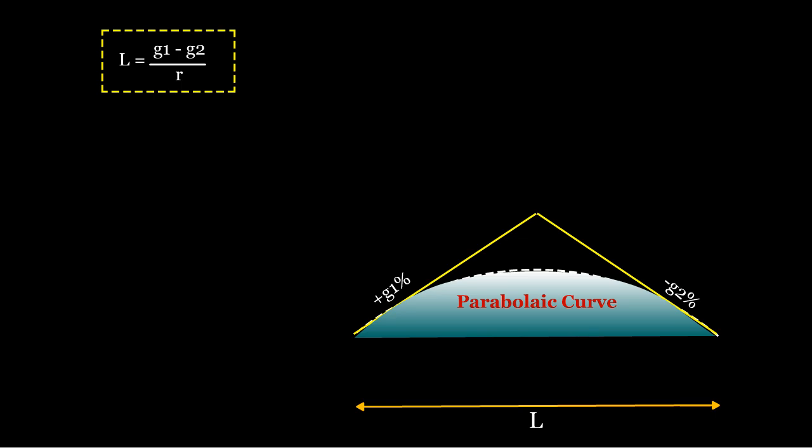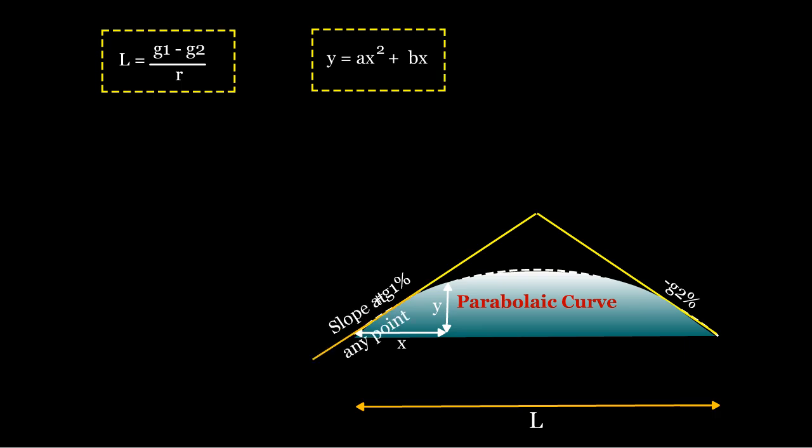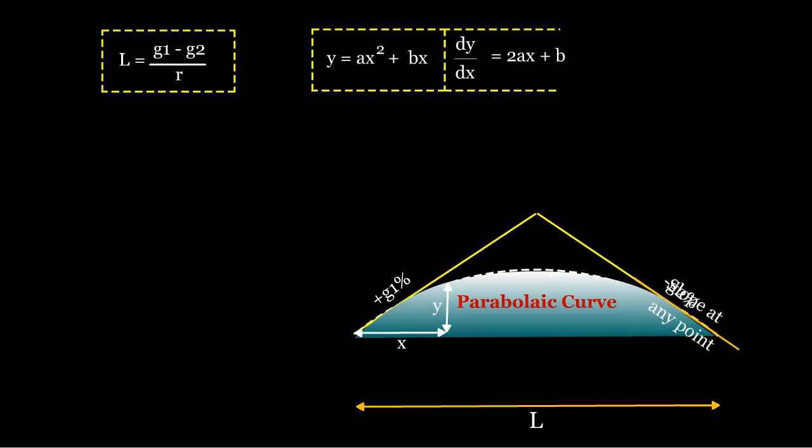Recalling from mathematics, the general equation of a parabola with a vertical axis is y equals a times x squared plus b times x. The slope of the curve at any point is given by the derivative of y with respect to x, dy/dx equals 2ax plus b. And the rate of change of grade is the second derivative, d²y/dx² equals 2a equals r.